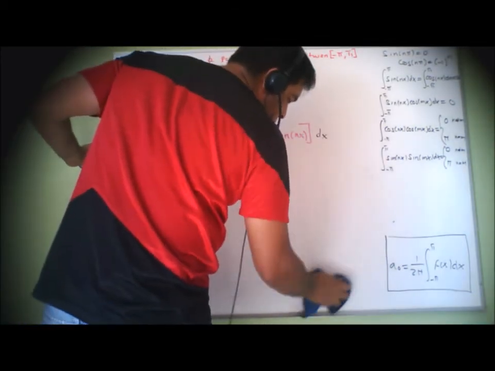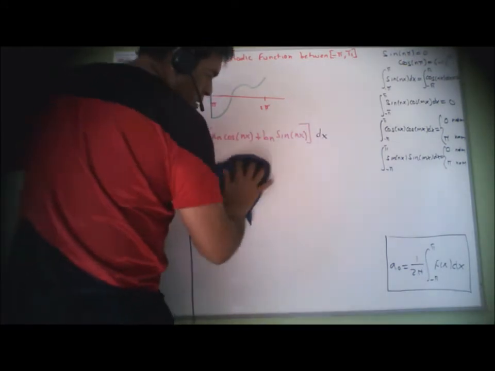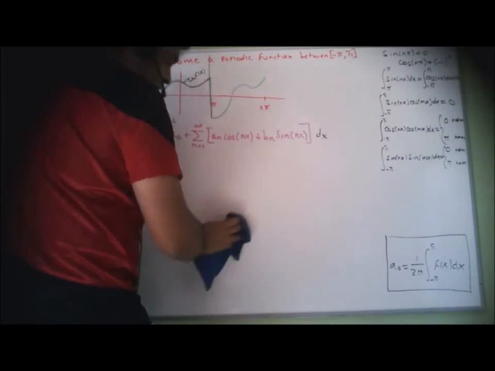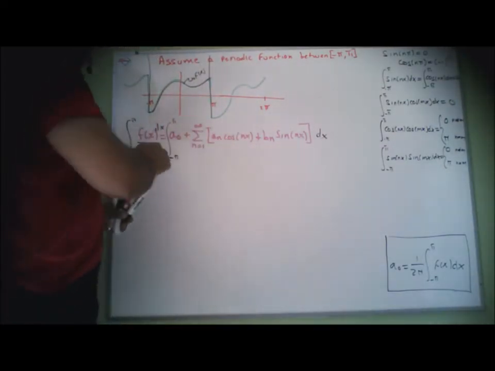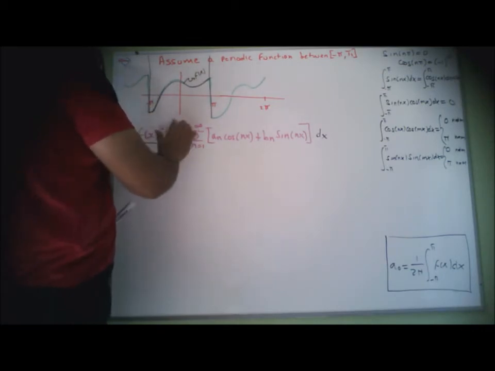Now, how are we going to calculate the an and the bn? This is what we are going to do. This is the Fourier series.